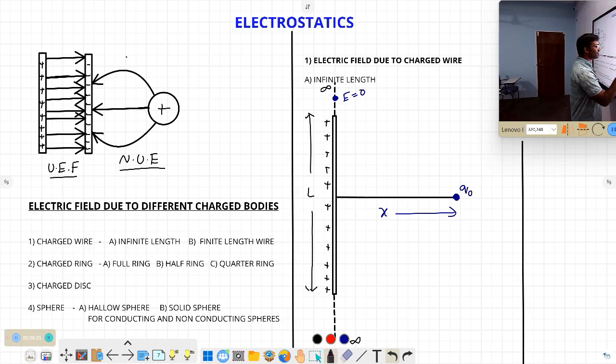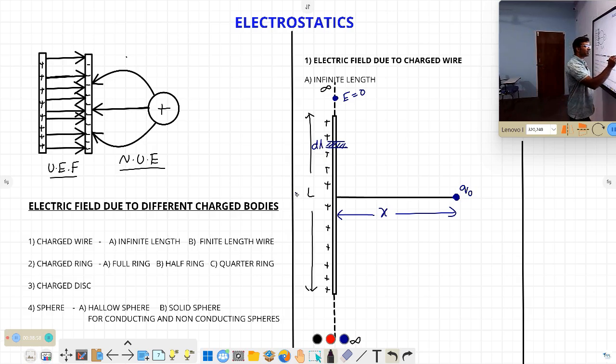X is the distance of that point. Now to find the electric field intensity at that point, first, this is an infinite length conductor. We have many charges there. So for that, you choose a small elementary portion of this conductor. This elementary portion of this conductor I am calling length dl.